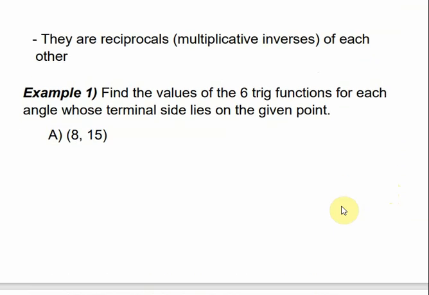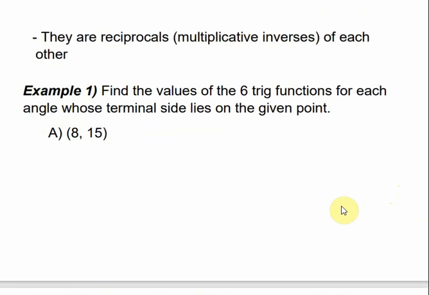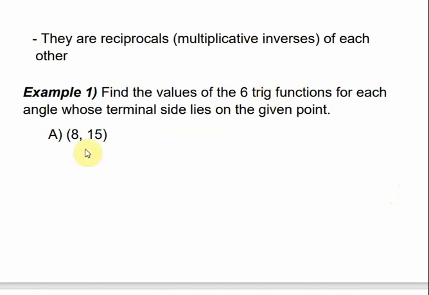All right, so now we're going to find the values of the 6 trig functions for each angle whose terminal side lies on the given point. So we're going to sketch out what this would look like. Okay, so if we had our x and y axis, 8, 15, they're both positive, so it's going to be over here in the first quadrant. So let's just say it's a point there. So 8 is my x value. 15 is my y value.